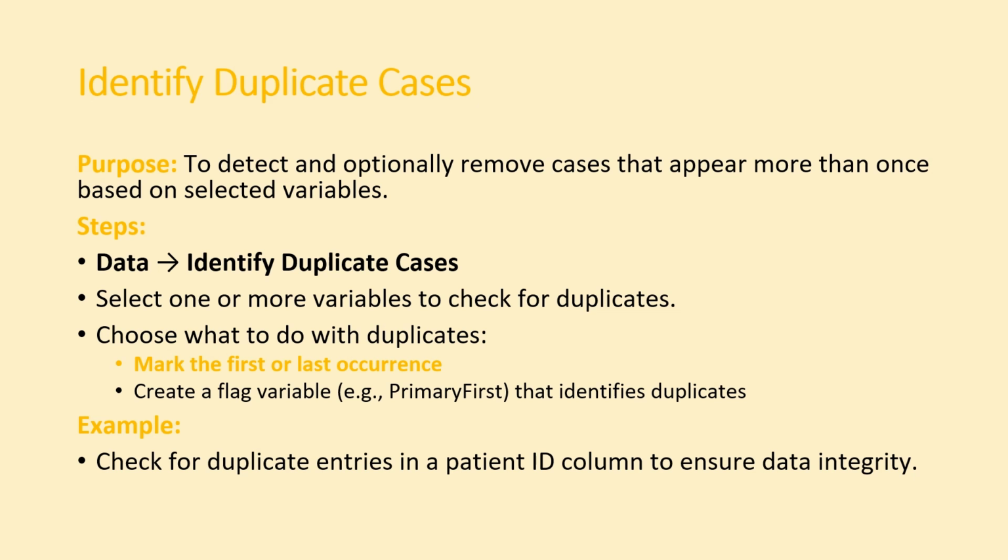First step is go to data, identify duplicate cases, select one or more variables to check for duplicates, choose what to do with duplicates, mark the first or last occurrence, create a flag variable primary first that identifies duplicates. For example, check the duplicate entries in a patient ID column to ensure data integrity.